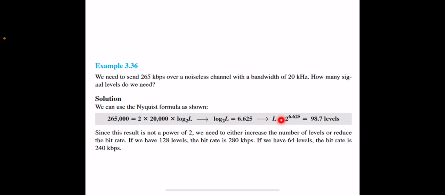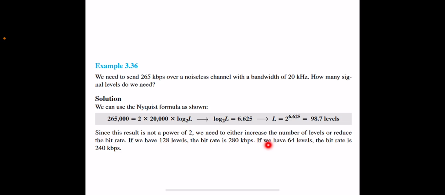That means L will be 2 to the power 6.625, which is actually 98.7 levels. Usually the number of signal levels should be a power of 2. So rounding to the upper or lower power of 2, we can choose 64, rounded to the lower power of 2, or it can be rounded to the upper level, that is 128 levels.